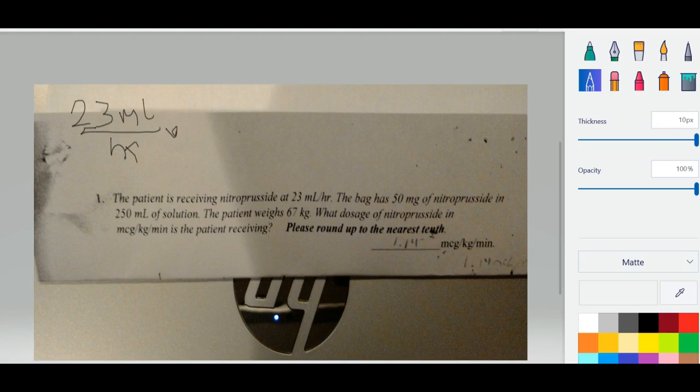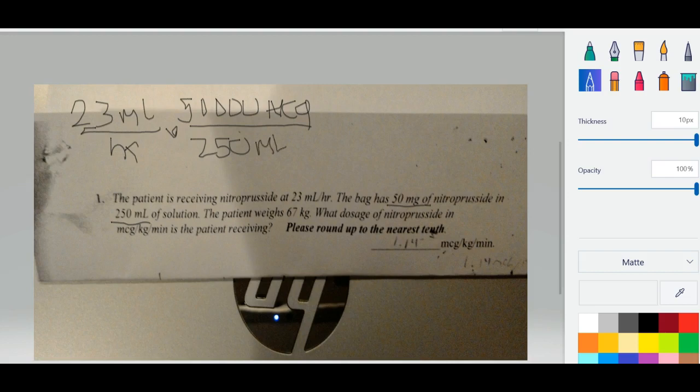But the question's asking us at the end, how many micrograms per kilogram per minute? And so to eliminate a step, we're not going to do the 50 milligrams over 250 mLs and then do the next step, 1 milligram equals 1,000 micrograms. So we'll just do this. Instead of saying 50 milligrams in 250 mLs, we're going to say 50,000 mics in 250 mLs.